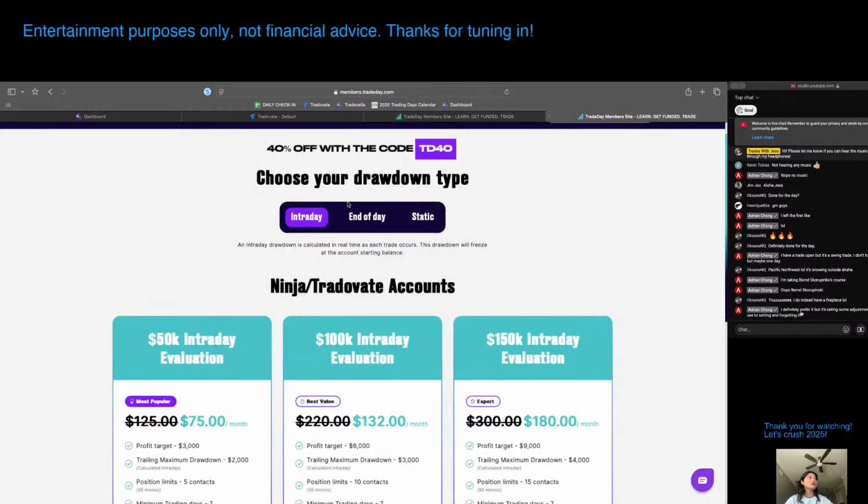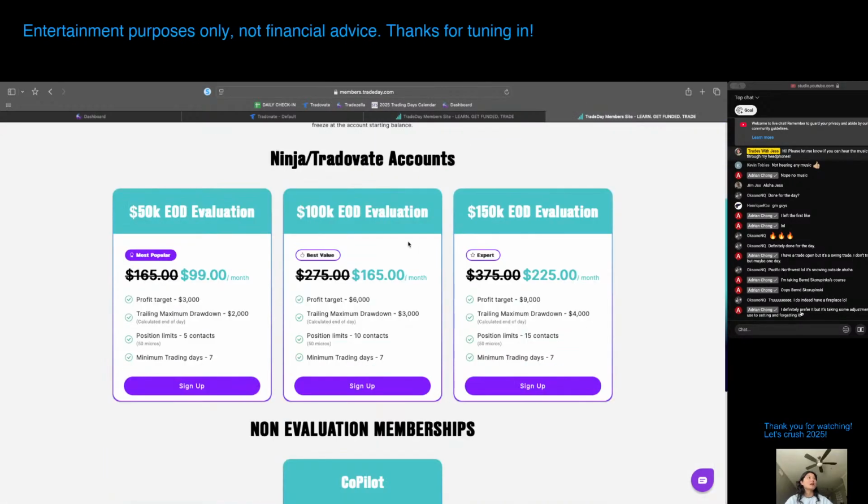And then going over here, so I have the 100K end of day. My profit target was 5K. Now they bumped it to 6. My end of day drawdown, I think, was also 3,000. But now it's like a 1 to 2 basically that you have to make for the new end of day accounts. 10 contracts, I think that's the same thing. And then the minimum 7 days, that's the same thing too.